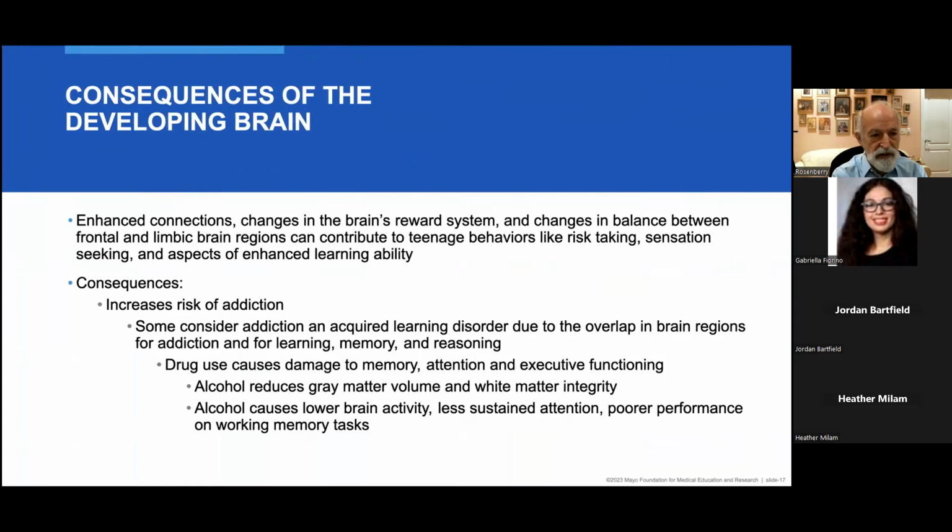The consequences of the developing brain are enhanced connections, changes in the brain's reward system, and changes in balance between frontal and limbic regions. These all can contribute to teenage behaviors like risk-taking, sensation-seeking, and aspects of enhanced learning ability. One consequence that's cited here is a risk of addiction. Drug use causes damage to memory, attention, and executive functioning.